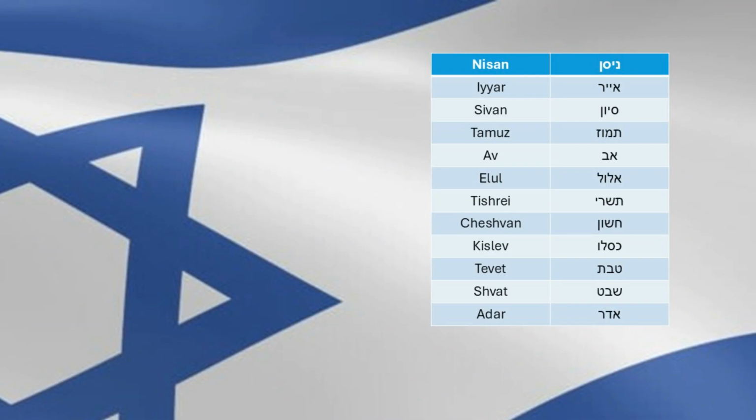So the Hebrew calendar has 12 months, and they all start exactly on the new moon. So here are the months in order. They are Nisan, Iyar, Sivan, Tammuz, Av, Elul, Tishrei, Cheshvan, Kislev, Tevet, Shvat, and Adar. And each month either has 29 or 30 days exactly.